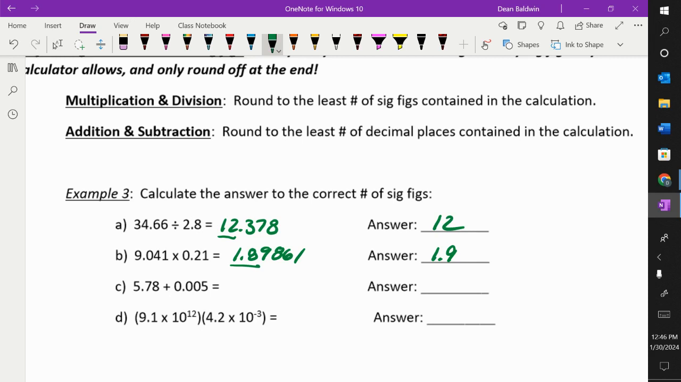5.78 plus 0.005. If we are adding, we're going to get 5.785. I need to have how many decimal spots? 2, right? Because this one has 2. So it's always the least number of decimals. 5.78, and the 5 will round it to a 9.